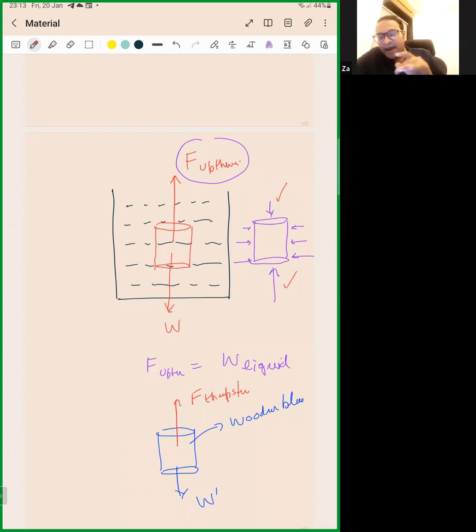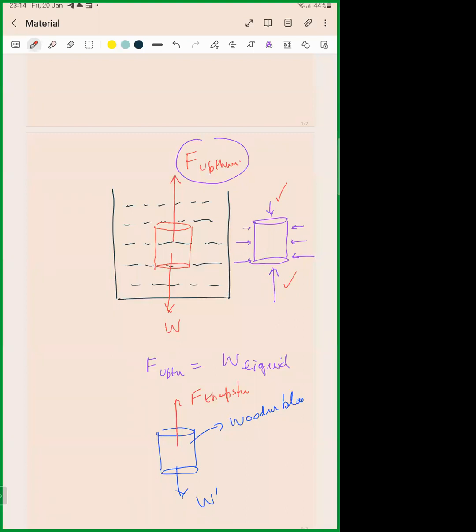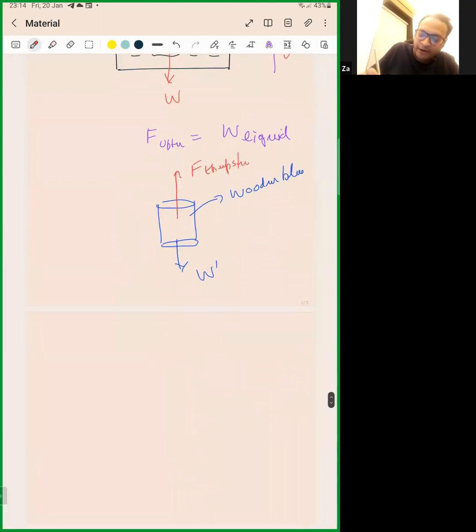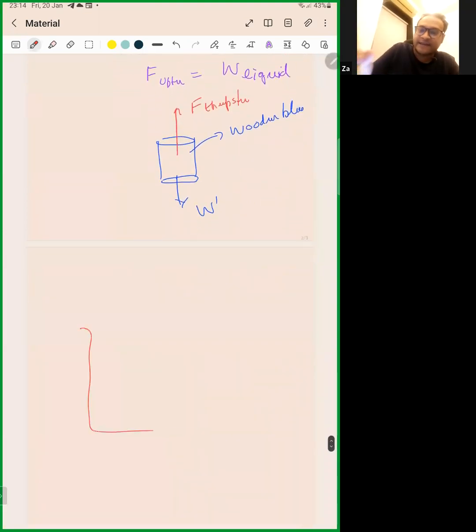And this is what Archimedes said, that if you immerse a body in a liquid, then the liquid will exert an upward thrust on the body equivalent to the weight of the water displaced by the immersed portion. The weight of the liquid displaced by the immersed portion. What does this mean? Let's say you have this body which is immersed in a liquid to this extent, and let's say this is a volume V dash.